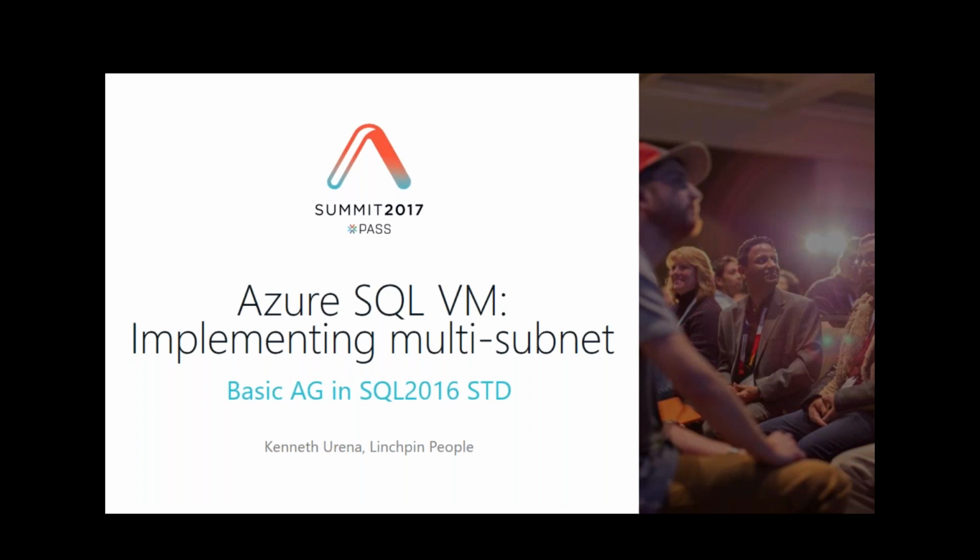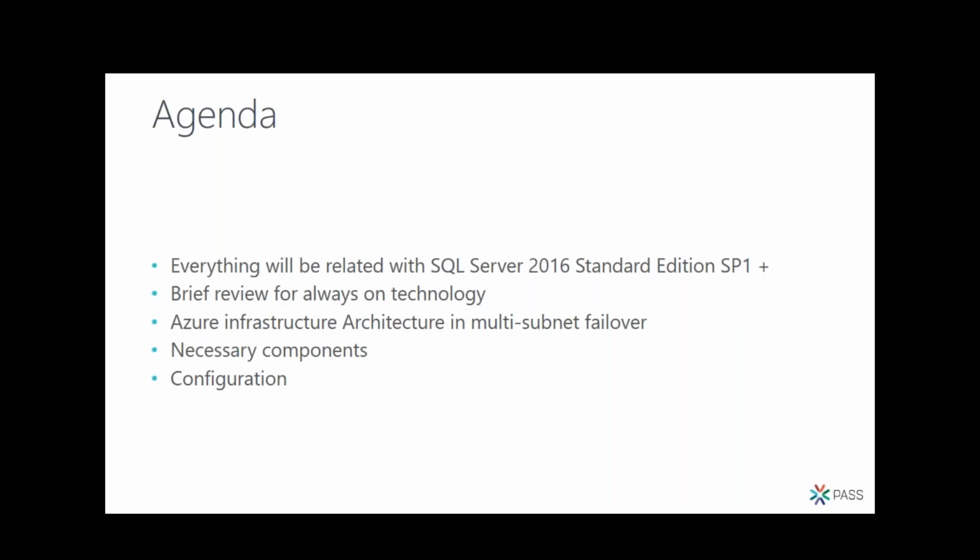Okay, what we're going to cover will be related to SQL Server Standard Edition 2016 Service Pack 1 and above. The reason I say that is that Always On availability groups was not available in the Standard Edition until Service Pack 1 of SQL Server 2016. Before that, it was an Enterprise-only feature. But now, if you're running the Standard Edition, you have the benefit of Always On, with some restrictions, in your infrastructure in a Standard Edition environment.